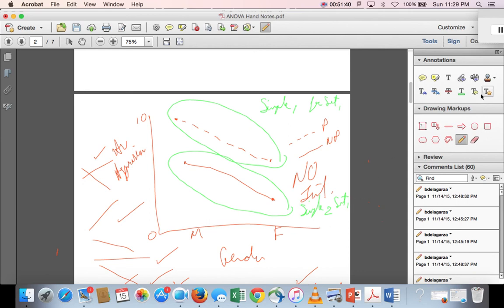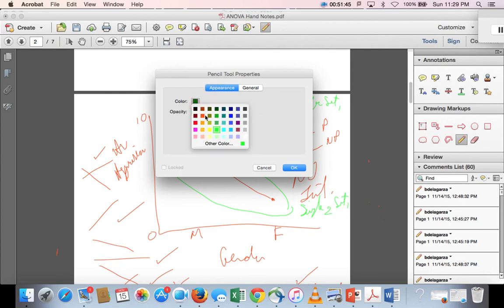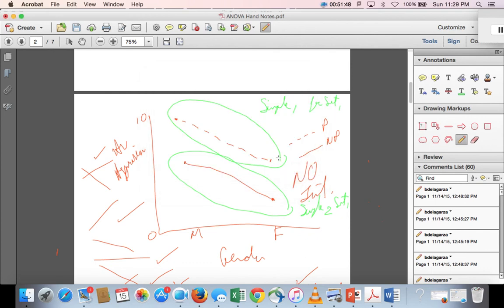Okay, so now I'm going to change colors. We're going to go with blue. I want to do my other set of simple effects, because remember, my next set was looking at the difference between people who were provoked and not provoked who were male, and people who were provoked and not provoked who were female. So those numbers right here are going to be my simple effect number 1 for set 2.